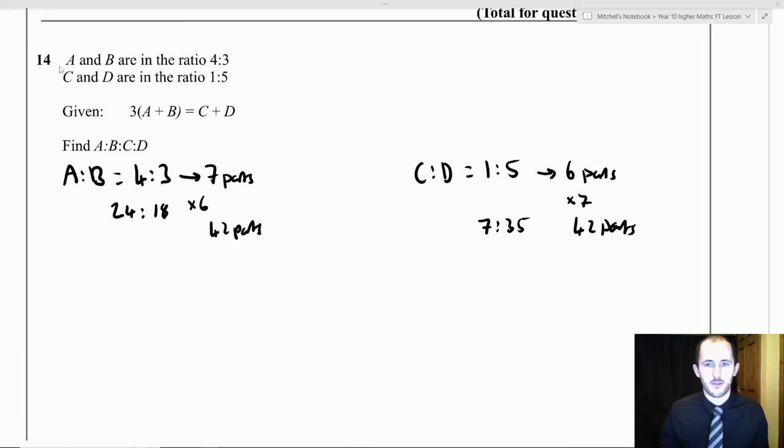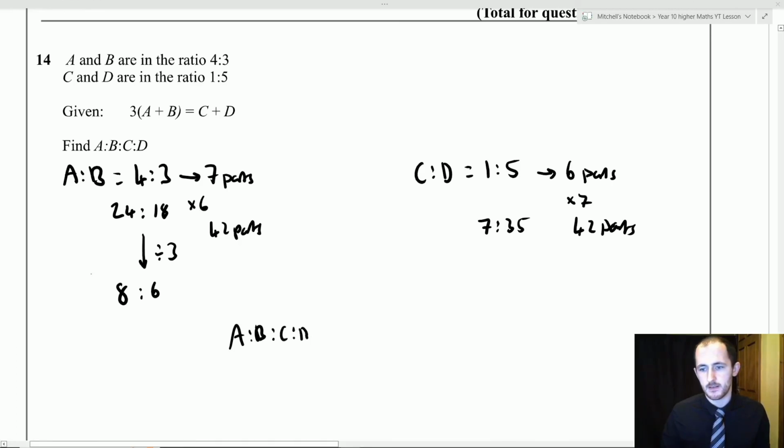Now, if we have a look at this part of the equation here, it tells me that C plus D is 3 times smaller, so I need to now divide this one by 3. So that'd be 8 to 6. And then all I need to do is join them all together as we've done before. So A to B to C to D will be 8 to 6 to 7 to 35. I would say this is probably the hardest style of ratio question you can find, or at least one of the ones that are really out there.